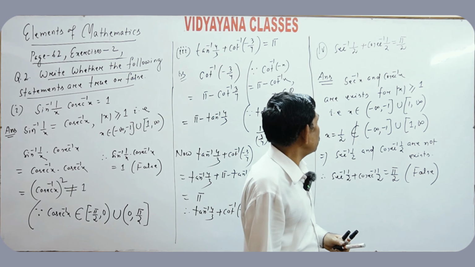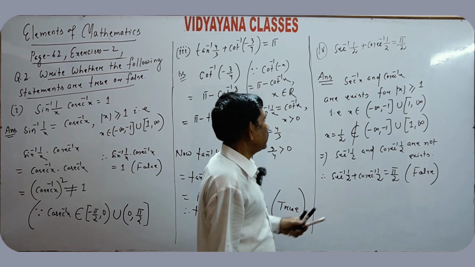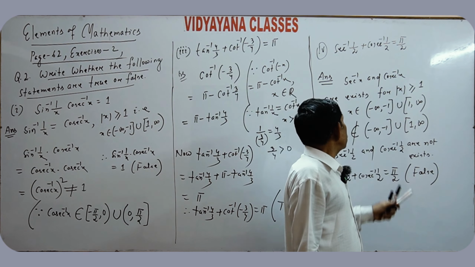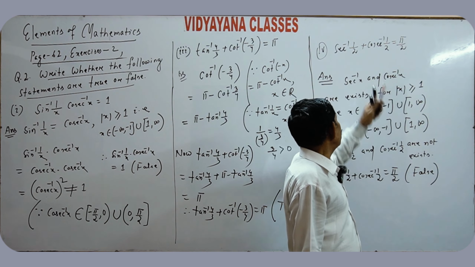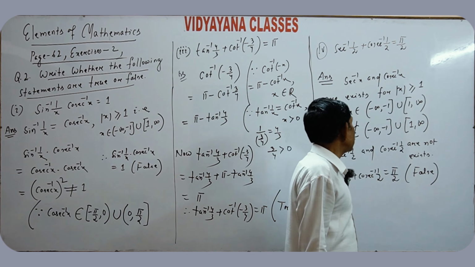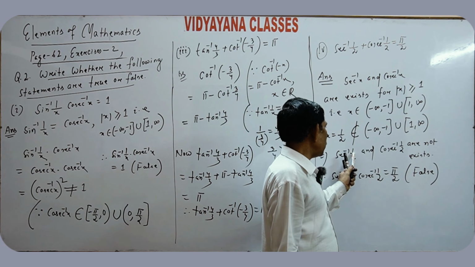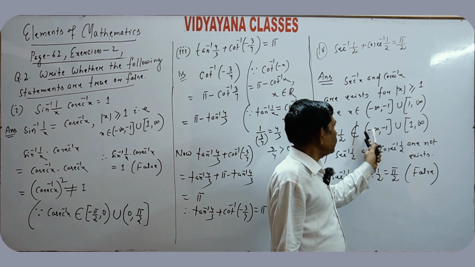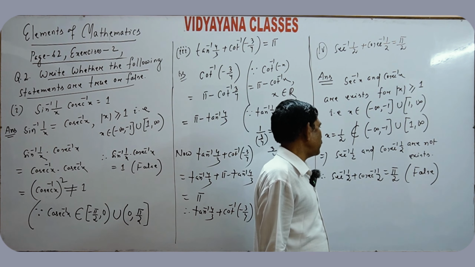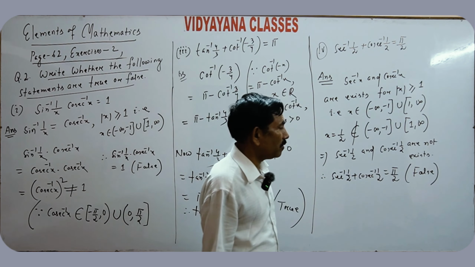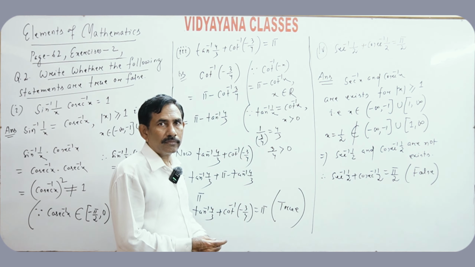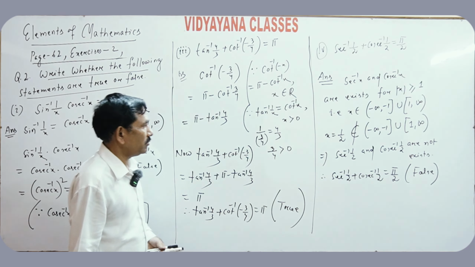Sec inverse x and cosec inverse x exist under this condition. Since sec inverse half and cosec inverse half do not exist, as half does not belong to this set, sec inverse half plus cosec inverse half is equal to pi by 2 is a false statement. Clear? Okay. Note down.